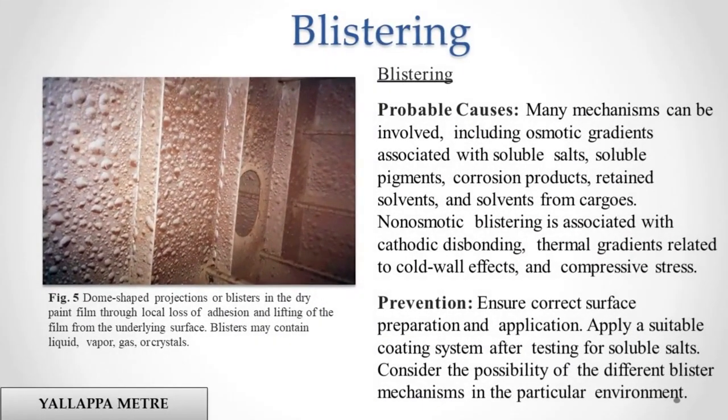Blistering. Probable causes: many mechanisms can be involved, including osmotic gradients associated with soluble salts, soluble pigments, corrosion products, retained solvents, and solvents from cargoes. Non-osmotic blistering is associated with cathodic disbonding, thermal gradients related to cold wall effects, and compressive stress. Prevention: ensure correct surface preparation and application. Apply a suitable coating system after testing for soluble salts. Consider the possibility of the different blister mechanisms in the particular environment.